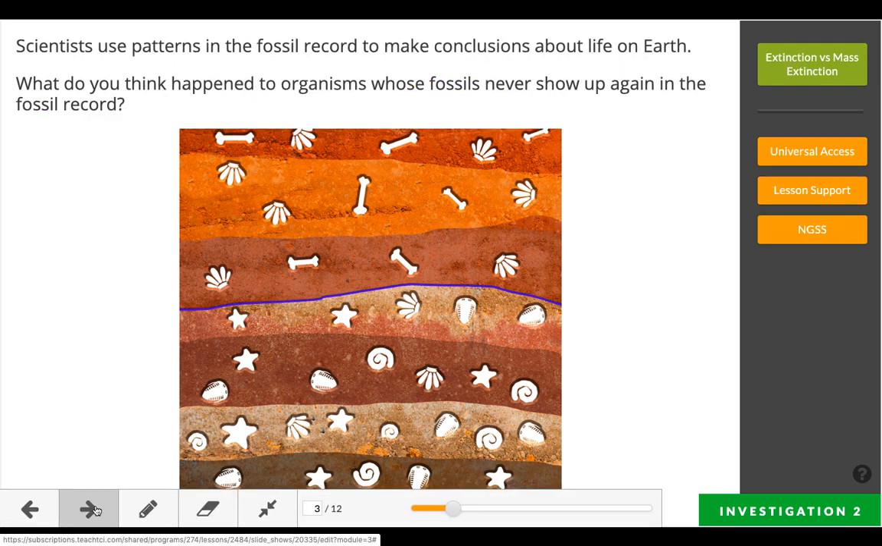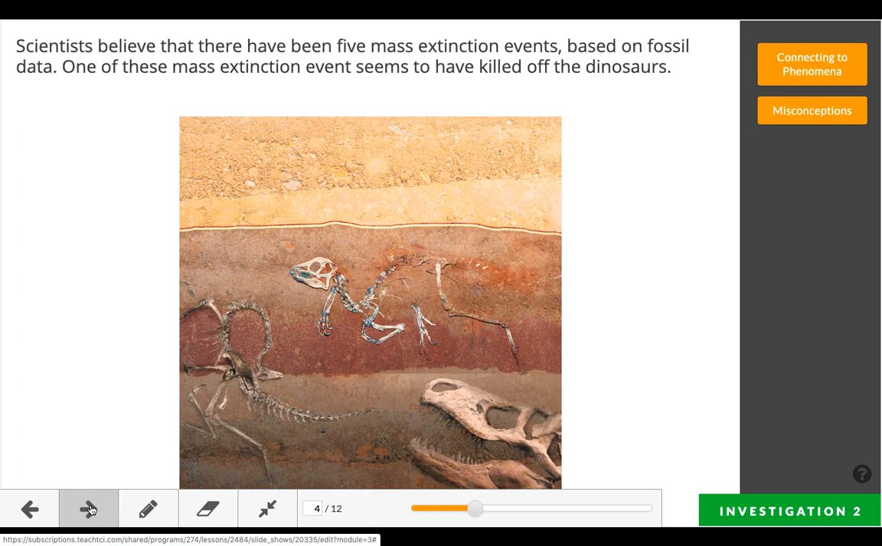Scientists use patterns in the fossil record to make conclusions about life on Earth. What do you think happened to organisms whose fossils never show up again in the fossil record? They're found only below the blue line. That's right. They might have gone extinct.